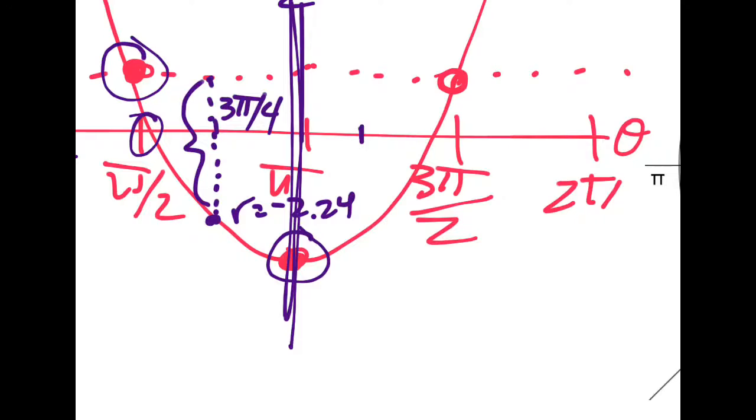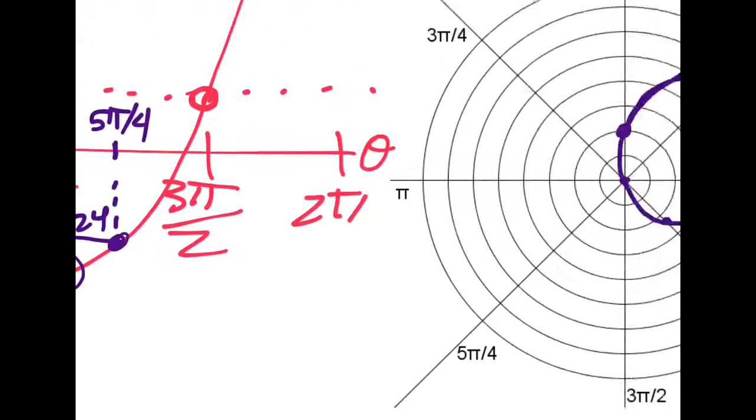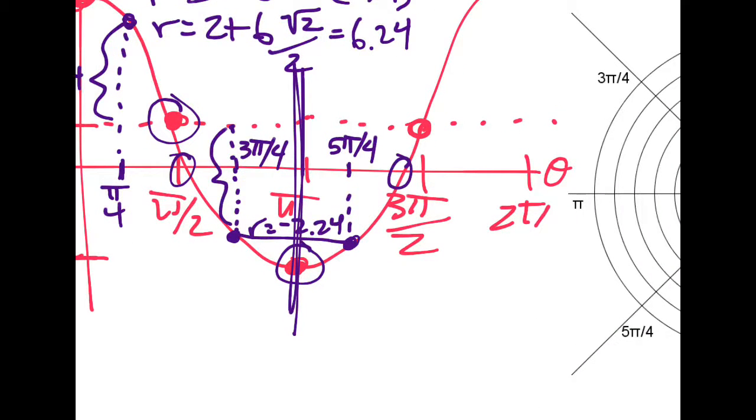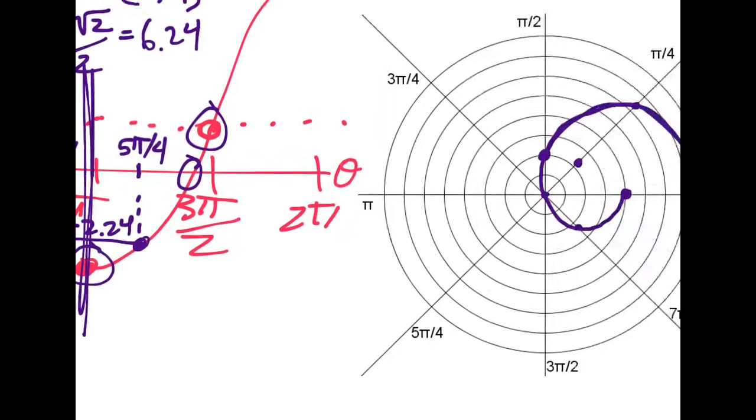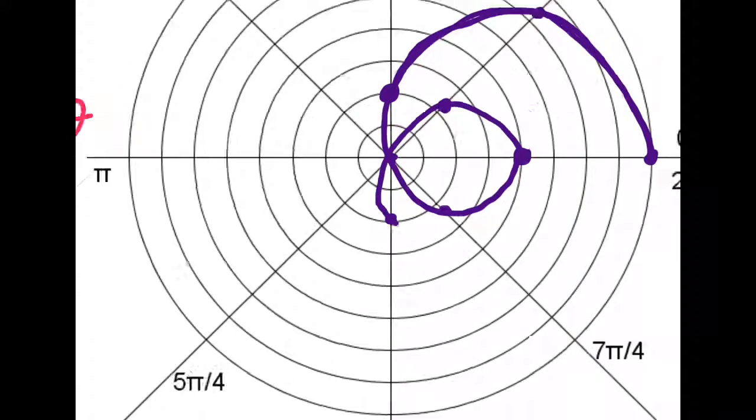If we go to 5 pi over 4 right there, I know that this point is going to have the same r value as this point right there, negative 2.24. So if I'm at 5 pi over 4 and I'm negative, I'm actually up there. Perfect symmetry so far. Notice again, we're going to cross the pole right there, and then we're going to go to that special point, 3 pi over 2. It's going to have a radius of 2, and so we're going to get that point right there, and this is going to curve up, cross the pole, and hit that right there.